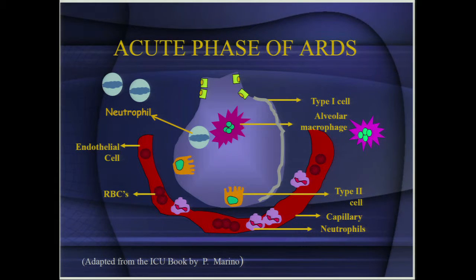Type 2 alveolar cells, some people consider them quote unquote the stem cells of the lung, are very important in healing of the epithelial layer, and they can actually transform from an alveolar type 2 cell into an alveolar type 1 cell during alveolar wound healing.